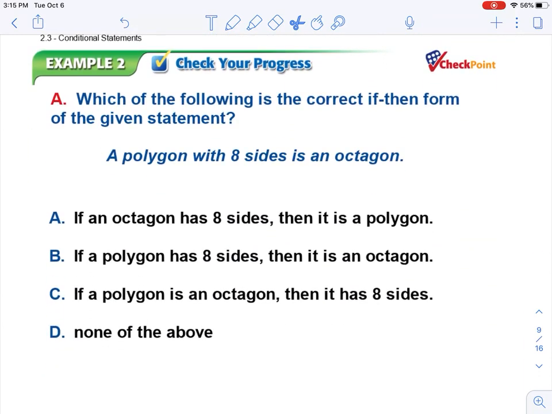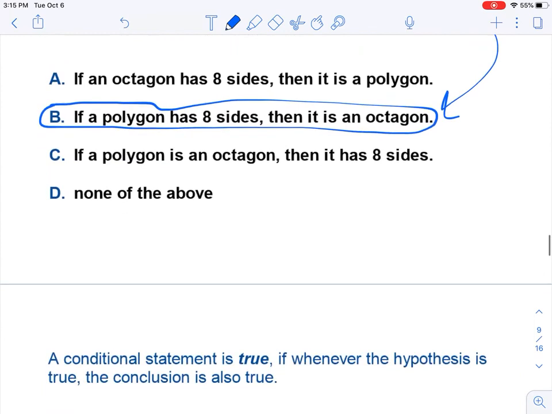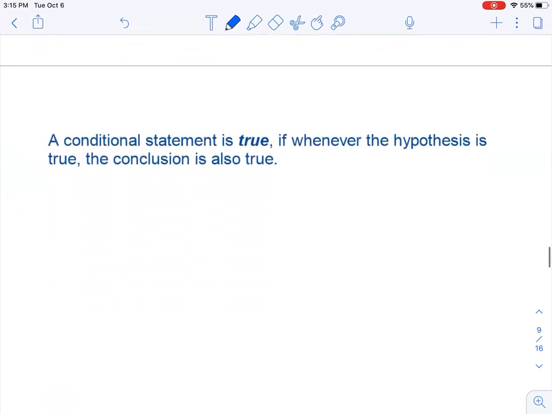Which of the following is an incorrect if-then form of the given statement? Two of these are both true statements, but one of them is a better writing of this, and that would be B, because it's most similar to the one we were already given, and it is if a polygon has 8 sides, then it is an octagon. Technically, C says something very similar, but it's not quite written the same. All right, so a conditional statement is true if whenever the hypothesis is true, the conclusion is also true.